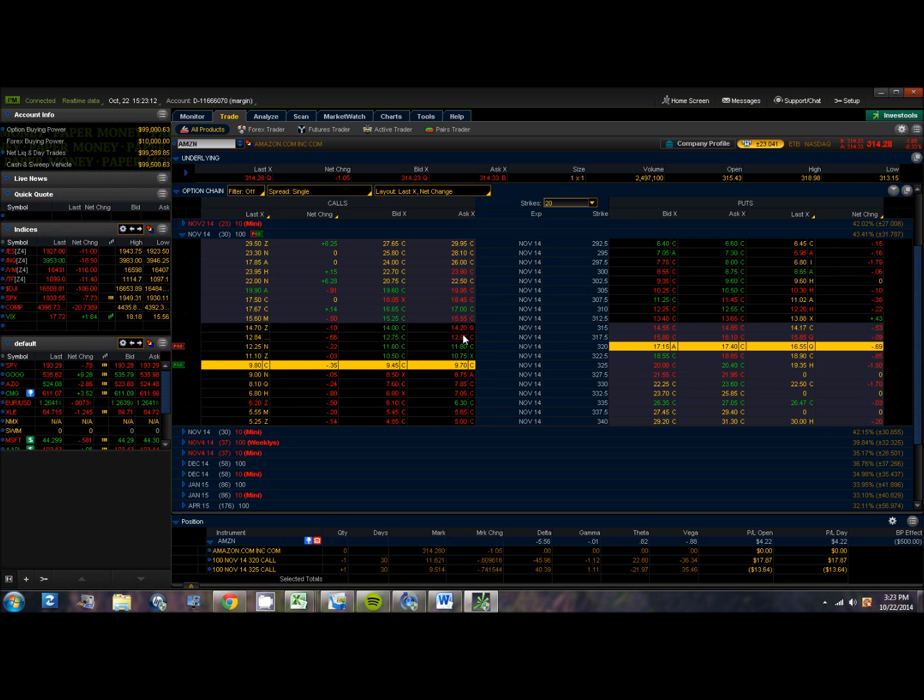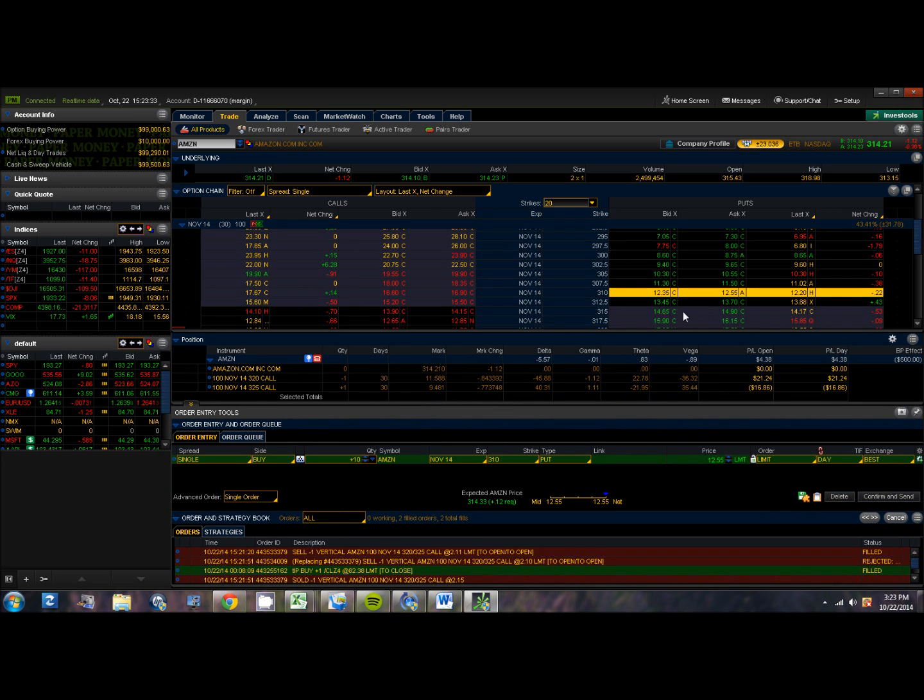So let's say that with Amazon currently trading at about 314, I'm going to buy the 310 put, which is going to be over here. Again, I wanted to be on the call side and I was going to mess that up again. But now I'm on the put side. So I'm going to buy this 310 put for $12.55.